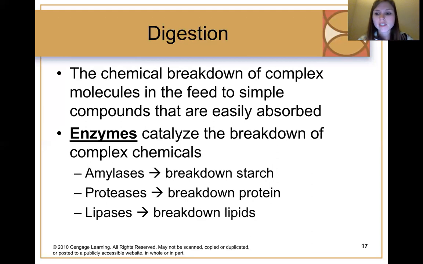And then proteases are responsible for breaking down protein. So that's pretty easy. Pro and pro, they're kind of easy to keep straight. And then lipases break down lipids. So again, you have the LIP and the LIP, and the PRO and the PRO: proteases, protein; lipases, lipids. So those are kind of easy to keep straight. Amylases is a little bit harder to remember because starch doesn't sound like amylases, but starch is made up of a sugar called amylose. And so that's where amylases comes from.